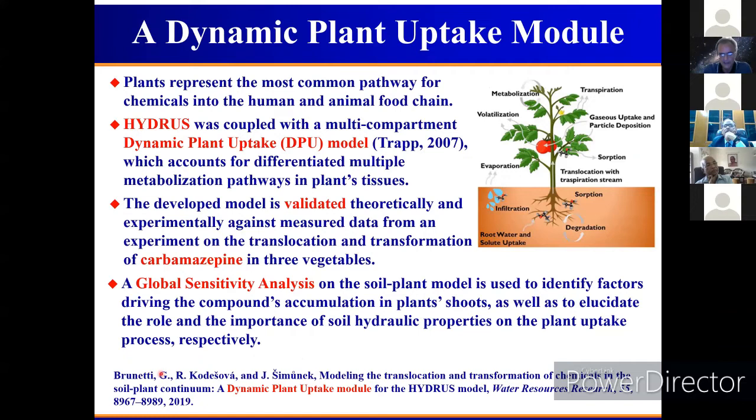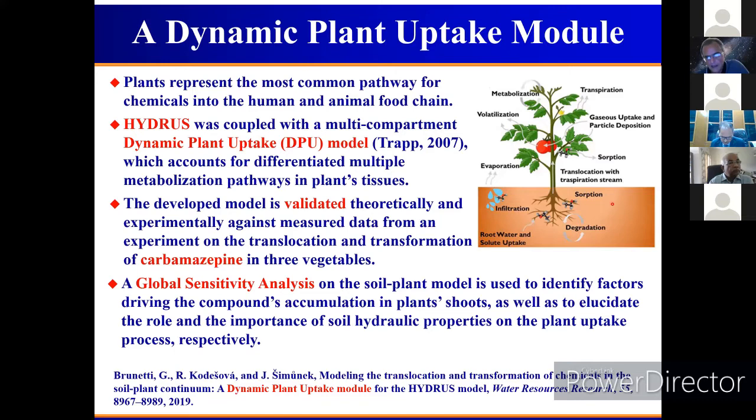There's a lot of interest in simulating transport of chemicals which may occur in the soil or which may be applied to the soil with the irrigation. What happens with these chemicals? And the focus here is, let's say, on pharmaceuticals, different hygiene products, etc. And so we developed this module where we coupled HYDROS with the dynamic plant uptake model of TRAP.